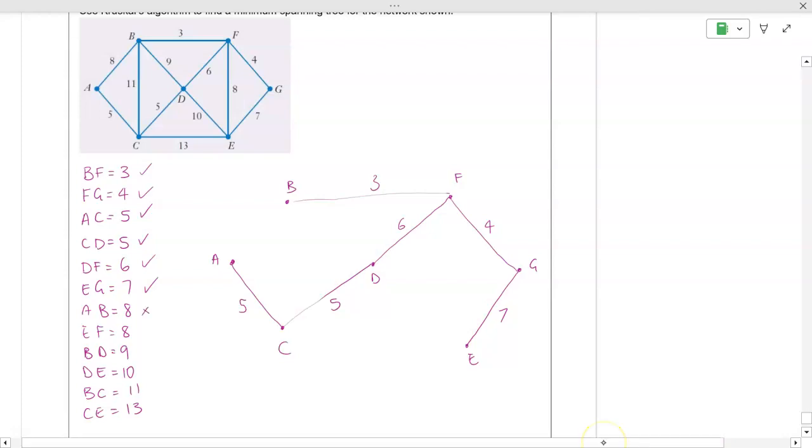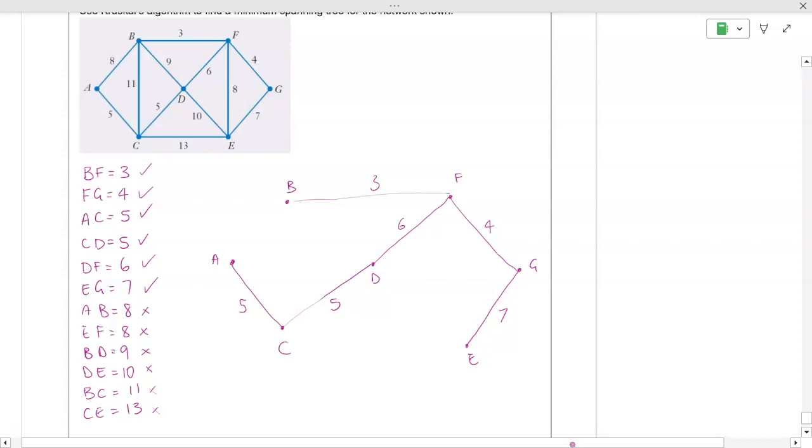If I look at E to F, again, that's going to make a cycle. B to D is a cycle. D to E would create a cycle. B to C is going to create a cycle. And C to E would create a cycle. So you can see there, once you start filling it in, we get that spanning tree. We don't have a network or a diagram, it's the tree. So nothing is all connected making cycles.